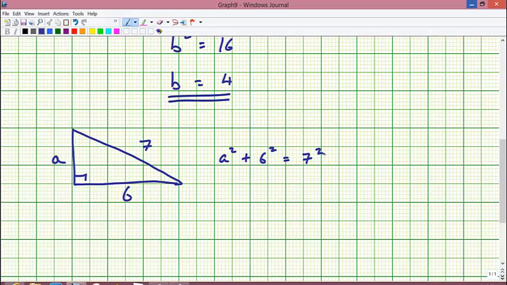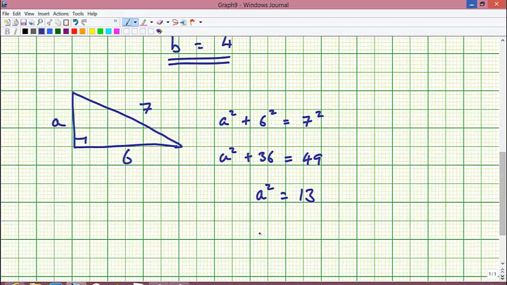We simplify: a squared plus 36 equals 49. We can balance our equation to isolate a squared. 49 minus 36 is 13. And we then say that a equals the square root of 13. Okay? So sometimes when we simplify this we get an integer, but more often we don't. And we're going to write them in this radical form.